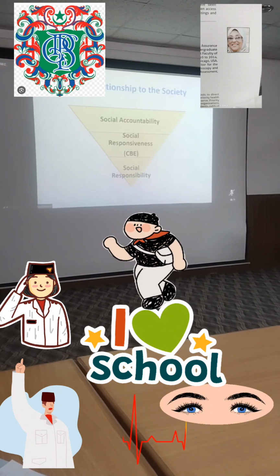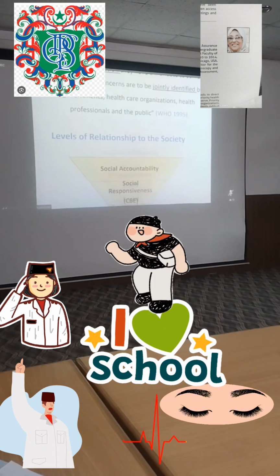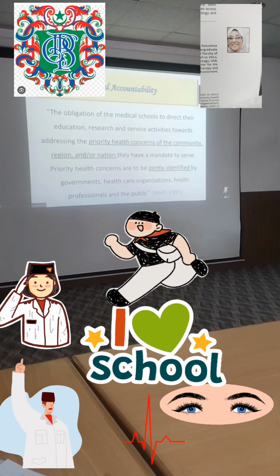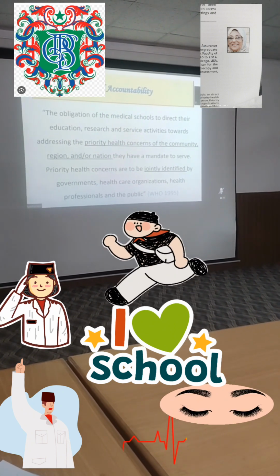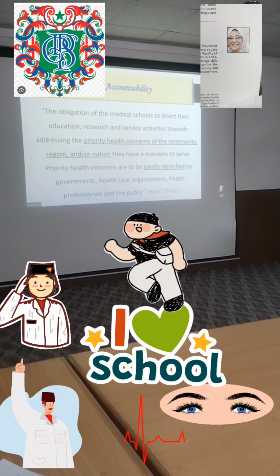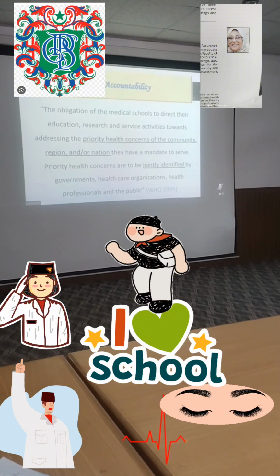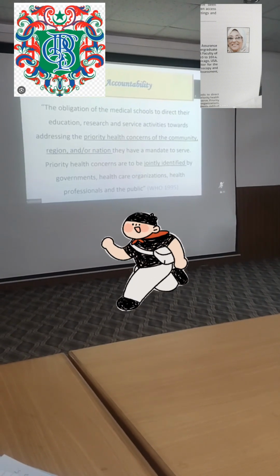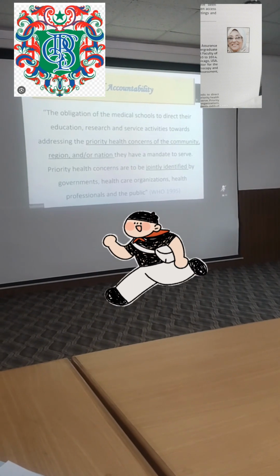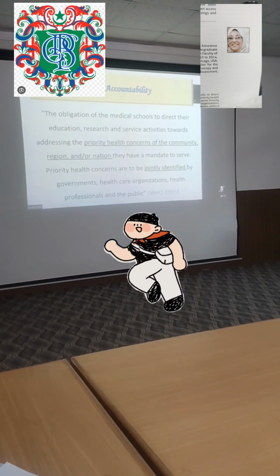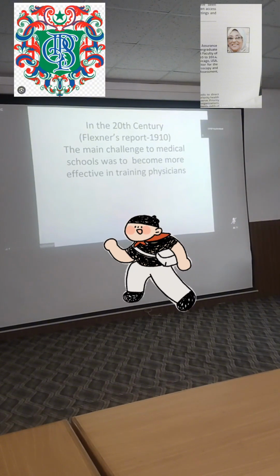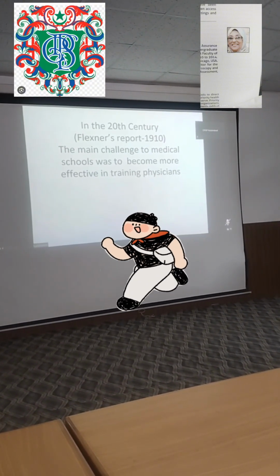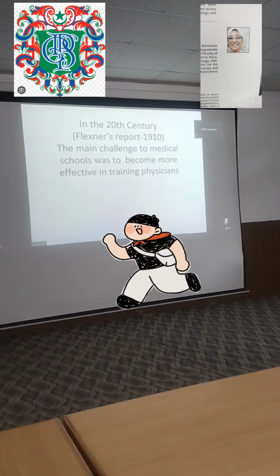So what is the definition of social accountability? The definition as defined by WHO in 1995 is the obligation of the medical schools to direct their education, research, and service activities toward addressing the priority health concerns of the community, region, and or nation they have a mandate to serve. The main challenge for the medical school was to become more effective in training physicians.